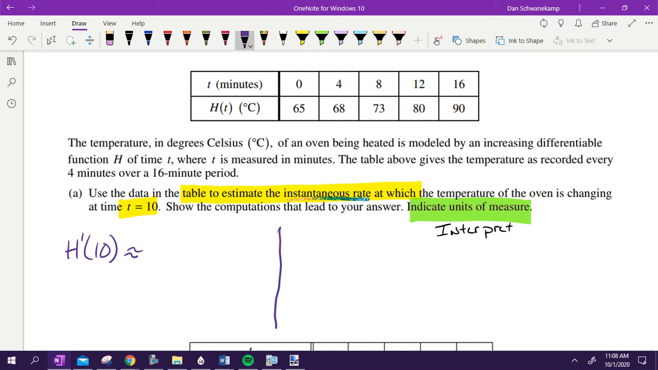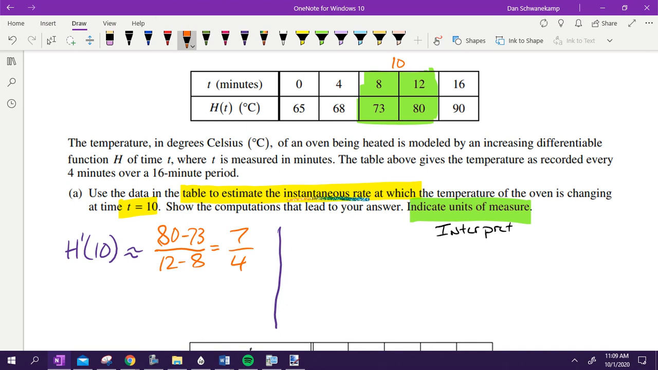Isabel, what numbers did you use here? Good. These are the two values she's using because 10 would fall in between there. Those are our setup. So we are going to find the derivative. We're going to find the slope. So what did that look like for you? Wonderful. 80 minus 73 all over 12 minus 8. She has to show that fractional setup where she's subtracting. She gets 7 over 4.